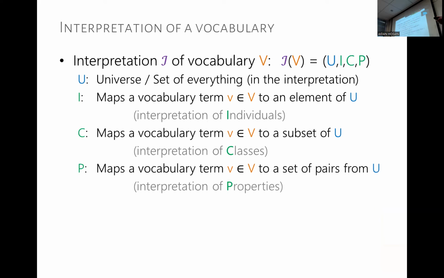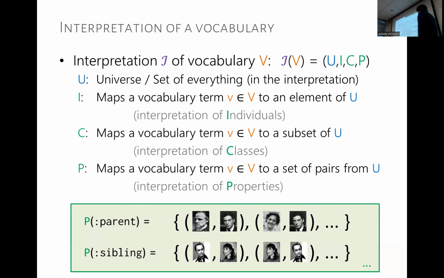Finally, we have P, and P maps the vocabulary term to a set of pairs from U. So we have P parent, for example, which will map to pairs such that the first element is a parent of the second element. This is the interpretation of what these properties mean.